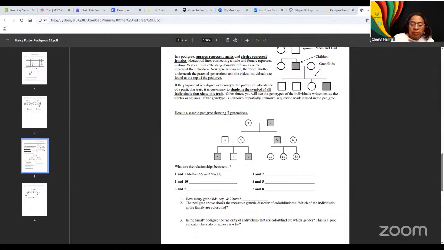How many grandkids do 1 and 2 have? So they have 2 children, and each of the children had 3 children. So how many is that? I know you can count. Thank you. All right, 6.